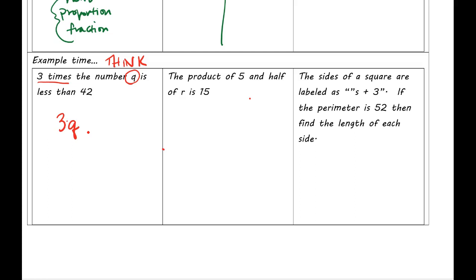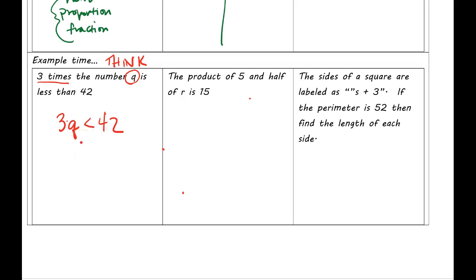That doesn't mean to put an equal sign. But instead, what could we do? Think about it just a second before I give it to you. Three times the number Q is less than 42. Not an equals, but a less than sign, and then 42. Okay? So we don't have an equation, we have an inequality.